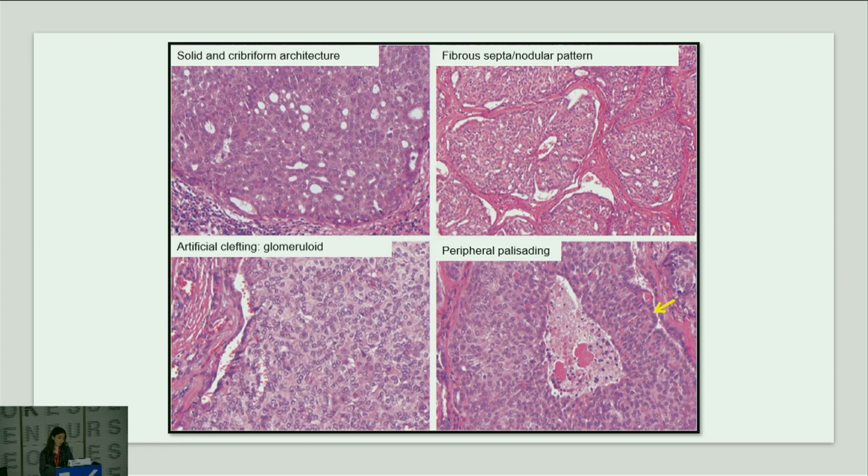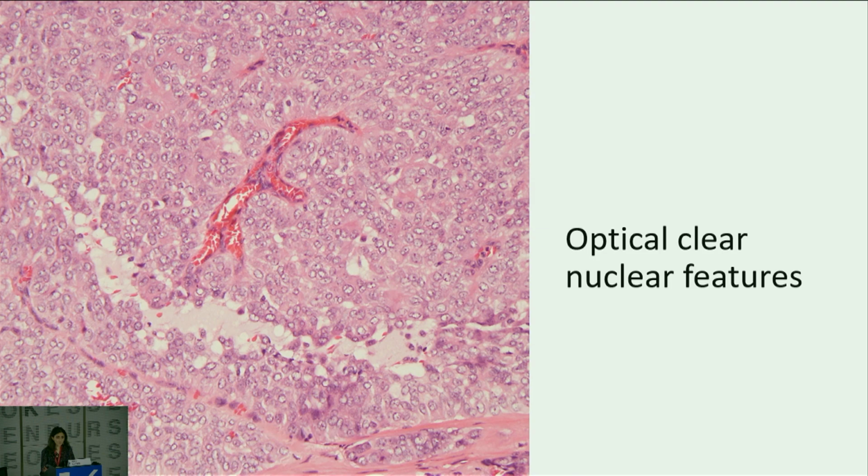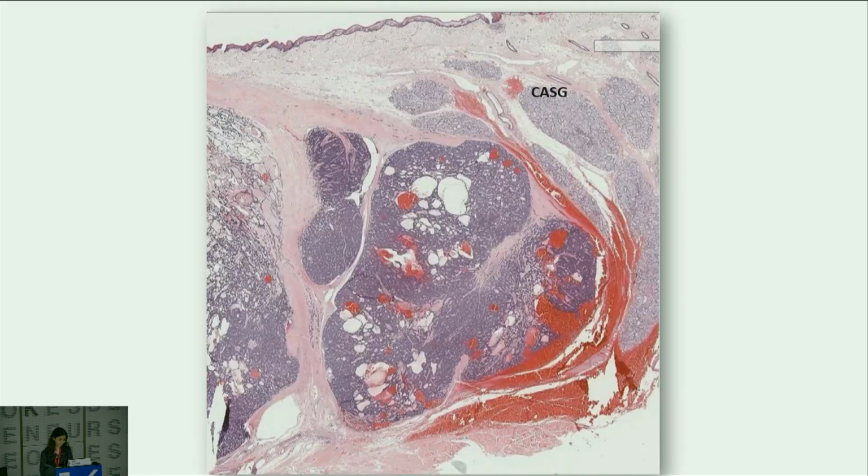Histologically, cribriform adenocarcinoma is characterized by a cribriform and solid growth pattern with a nodular-like pattern and fibrous septation between the nodules. You can see palisading periphery in this tumor, and you also can see this artificial cleft giving the tumor this glomeroid appearance. Similar to conventional polymorphous adenocarcinoma, if you go on high power, the tumor looks very uniform. The tumor cells have optical clearing of the nuclei, as we see here.